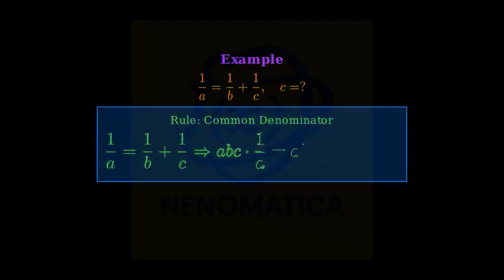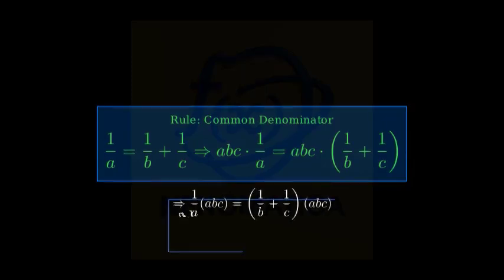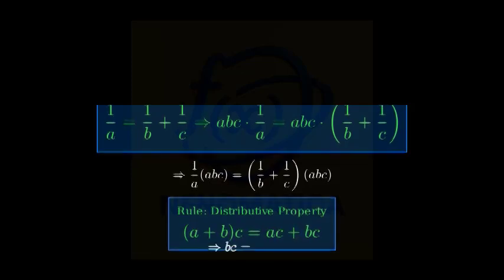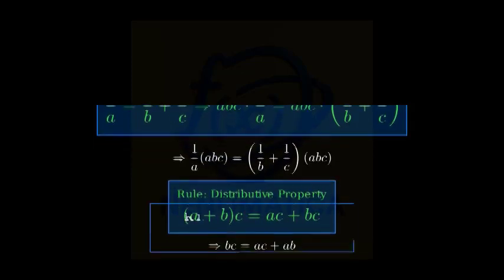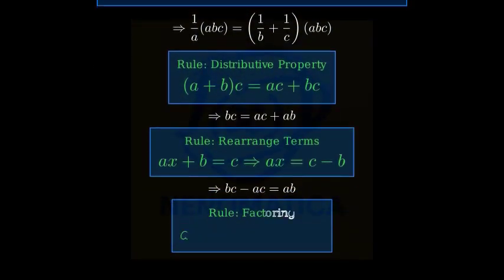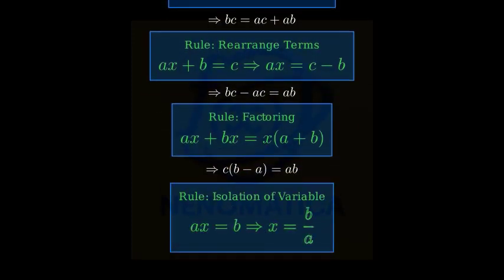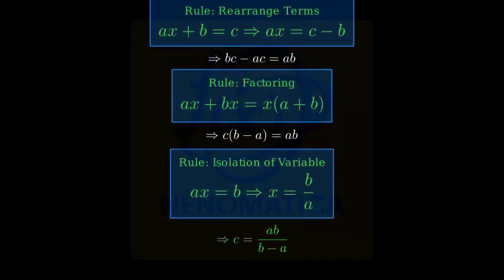We have the equation 1 over a equals 1 over b plus 1 over c, and we need to find the value of c. Let's apply a common technique for equations with fractions. We'll multiply both sides of the equation by abc to eliminate the denominators. Now let's distribute abc to both terms on the right side. Let's rearrange the equation to isolate the terms with c. Now we can factor out c from the left side of the equation. Finally, we can solve for c by dividing both sides by the term b minus a.